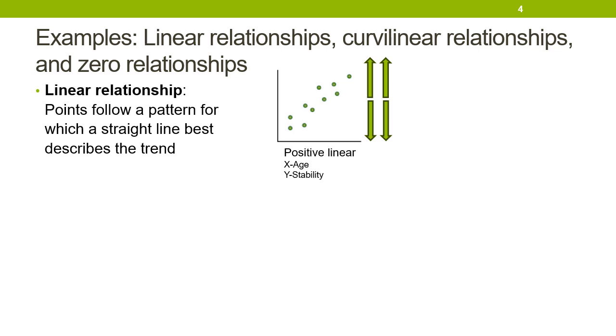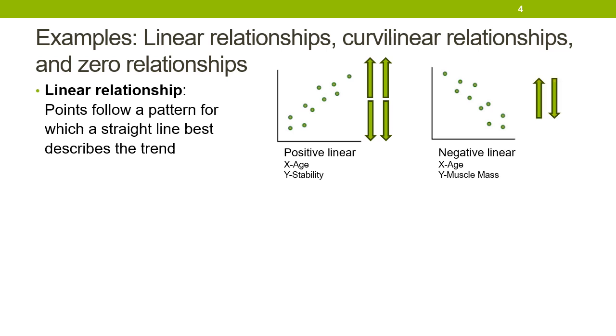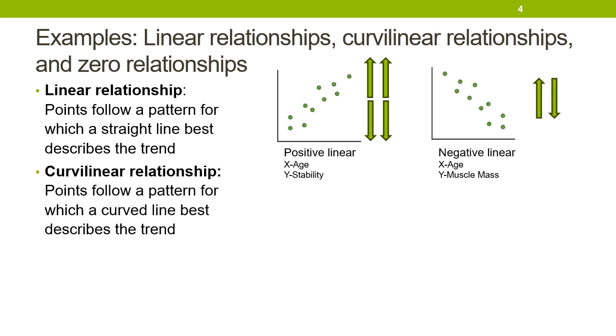The likelihood of a person being more stable might correspond or relate to their age. We can also have a negative linear relationship. Here you can see the points go in a general downward direction, and so as one variable goes up, the other goes down. Here the posited variables are age and muscle mass. As age increases, muscle mass decreases. We know this is true of most individuals, and so it might be a fairly strong negative relationship.